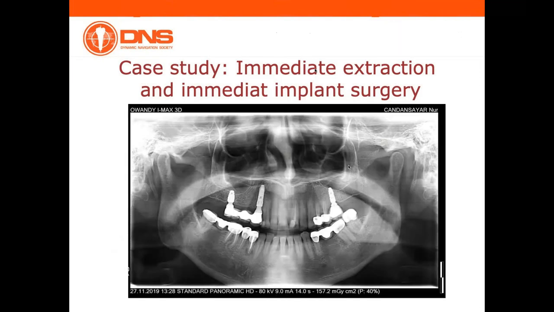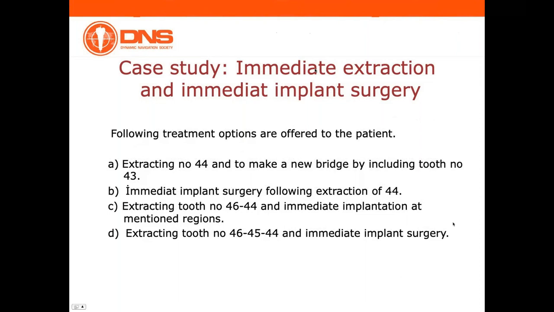That's the panoramic. She was having pain here and in this tooth as well. So we needed to make a treatment plan for her. We offered four treatment options to her. These were extracting number 44 and making a new bridge including 43, which is a regular treatment; immediate implant surgery following extraction of 44; extracting both teeth number 46 and 44 and immediate implantation at the mentioned regions; and extracting all the possible potentially hazardous teeth and making an immediate implant surgery.